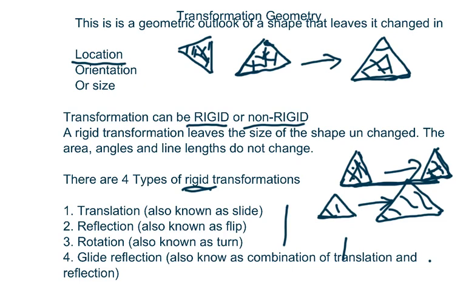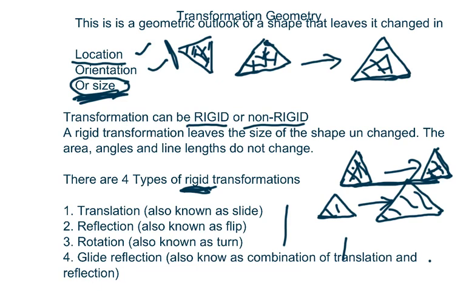Why? Because when we operate on them, we either change the location or the orientation, but we do not make adjustments to their size. Therefore, they are called rigid transformations. We would call any transformation that works on the size non-rigid.